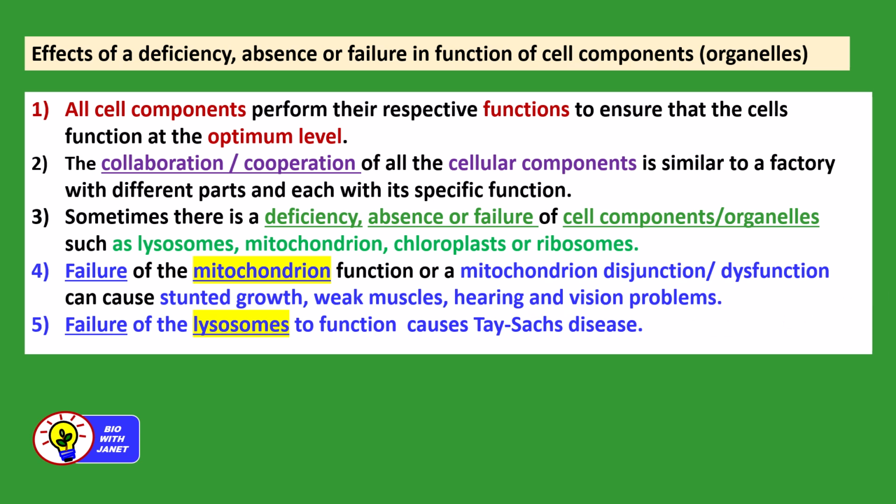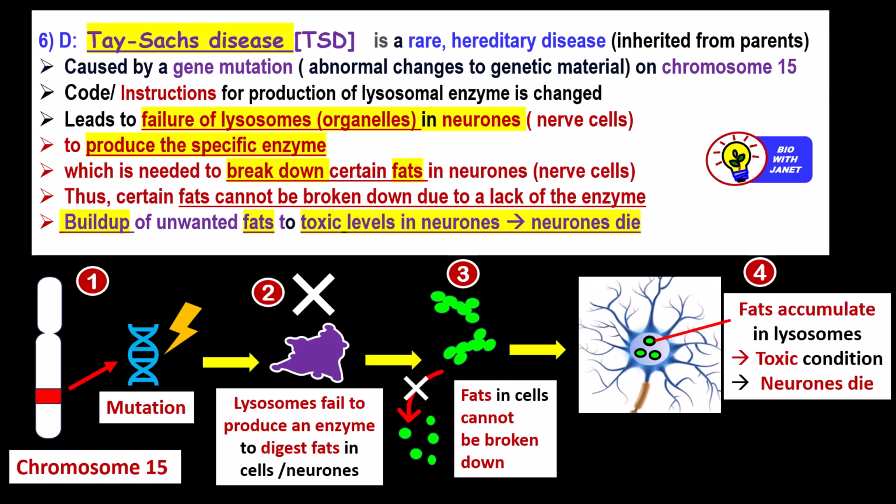Now let's talk about a disease called Tay-Sachs disease that is caused by the failure of lysosomes in the cells to digest certain food substances. Okay, lysosomes. So Tay-Sachs disease, TSD, note the spelling, is a rare hereditary disease. That means it can be passed down from the parents to the child, caused by a gene mutation, abnormal changes to the genetic material in the chromosomes, or on the DNA in the chromosomes.